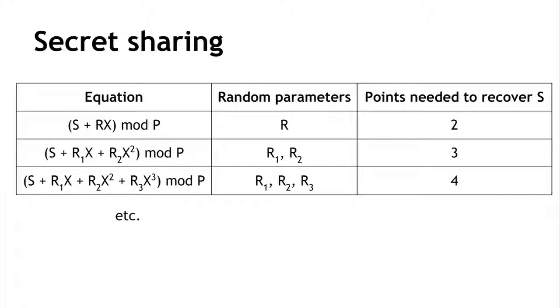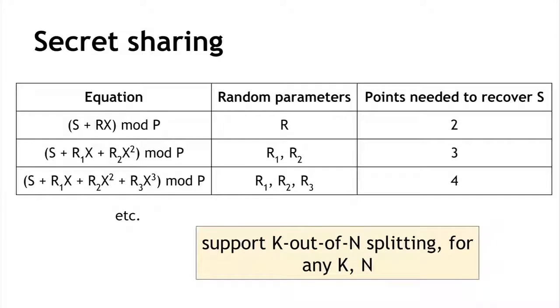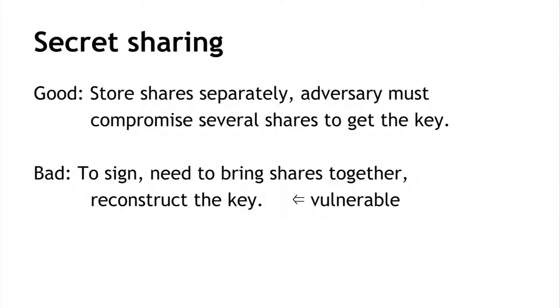And that turns out to be a really useful thing, because now you can take a secret key or other secret information and split it up in this way. Support k out of n splitting for any k and n. So let's talk about the good and bad that we get out of this process. The good part is that we can store the shares separately, and the adversary needs to be able to recover k shares in order to get back what the secret was.